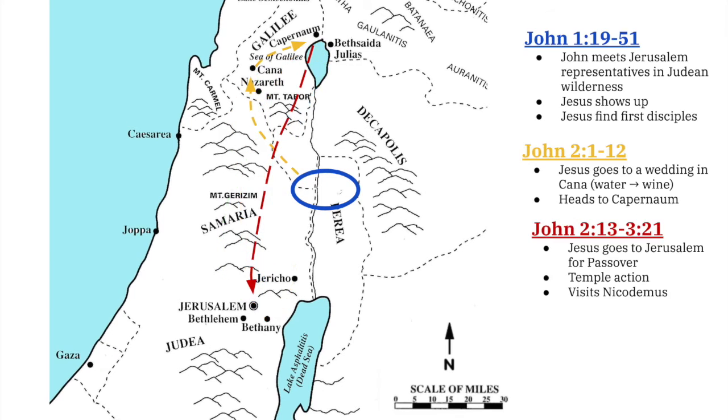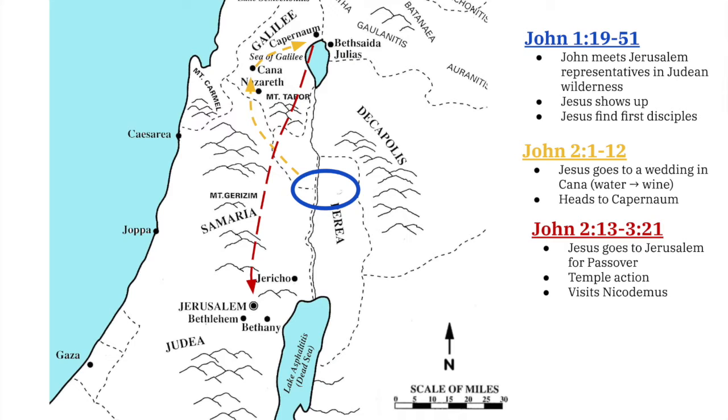Let's just start at the beginning. After a little prologue to the book, in John chapter 1 verses 1 to 18, we find ourselves in the wilderness in Judea, and I have a little blue circle here that you see. That's not exactly where Jesus and John the Baptist are hanging out when we first meet them. We don't actually know, so I just guessed and put a circle there. So let's just assume they start there. This is where we meet John the Baptist. Jesus shows up, and he finds some of his first disciples.